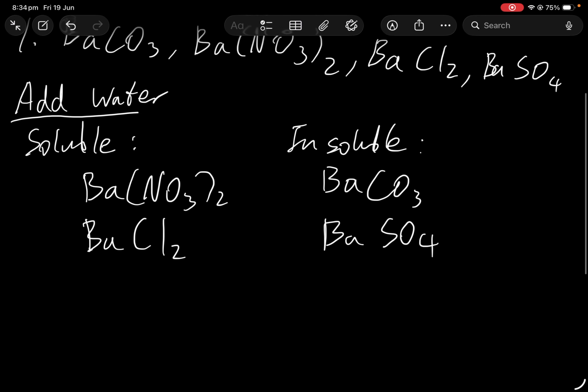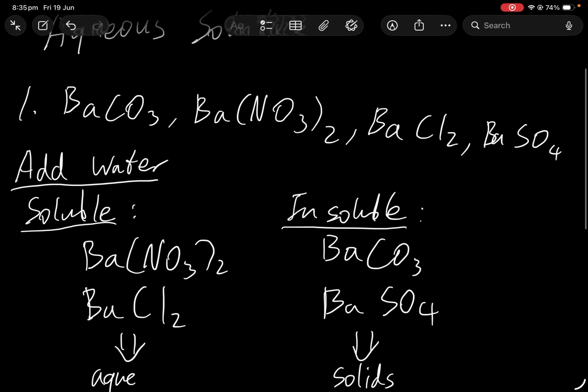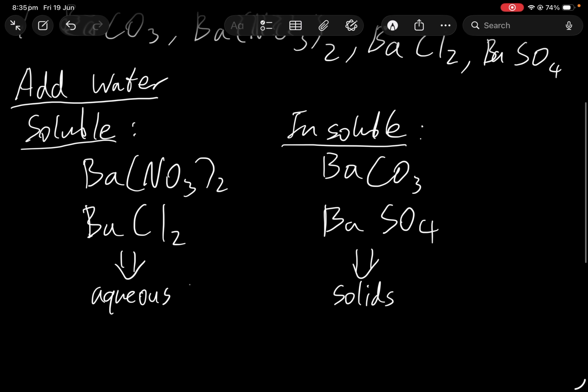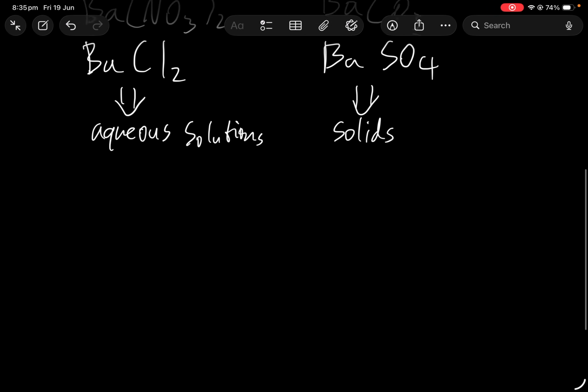So that's the first test we'll do, and then we get two groups of soluble and insoluble. Now we have to further test each of them to figure out if each of these salts is inside. So these will become solids, and these will become aqueous. Wait, oh yeah, my bad. Aqueous solutions. Can't spell. My brain's not working. Let's just start with solids.